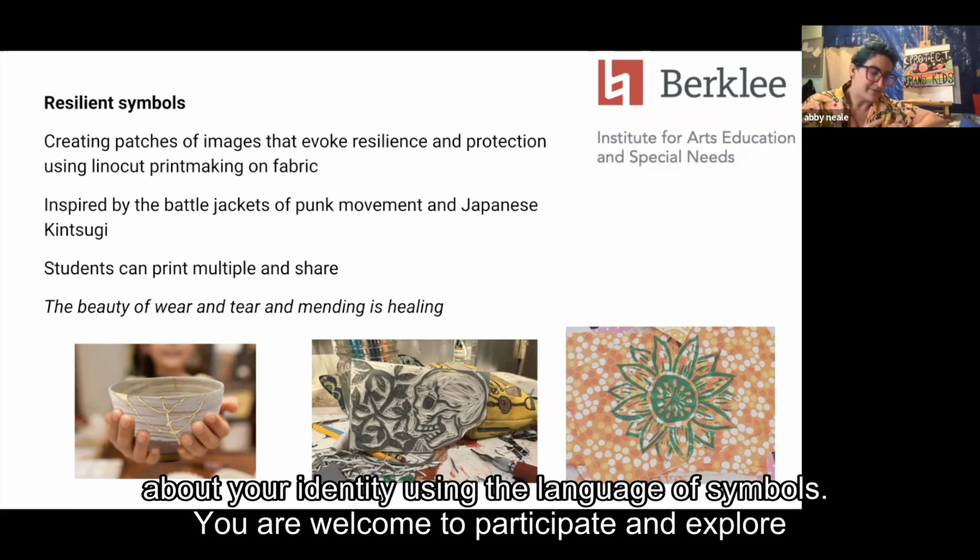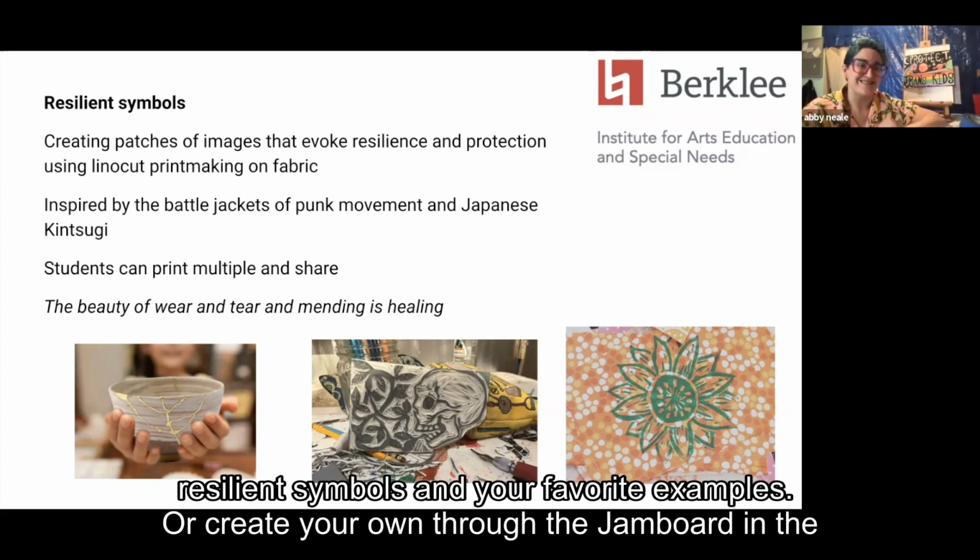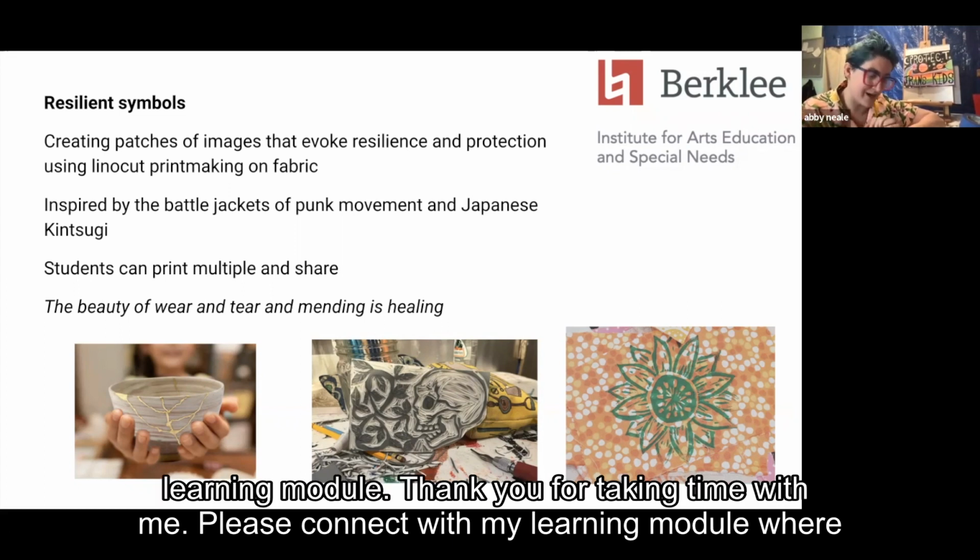You are welcome to participate and explore resilient symbols and your favorite examples, or create your own through the Jamboard in the learning module.